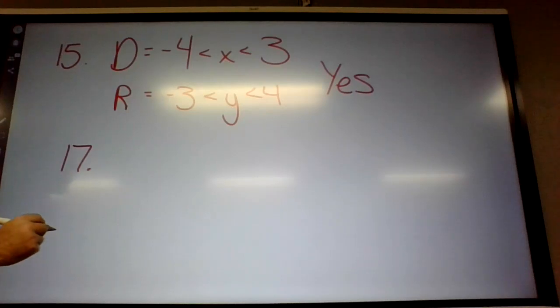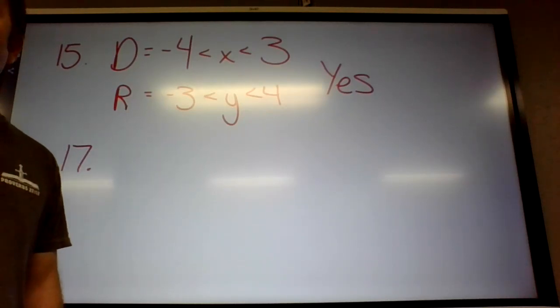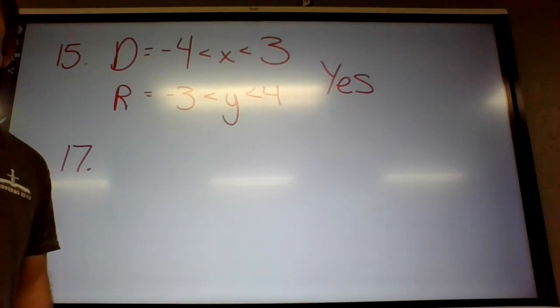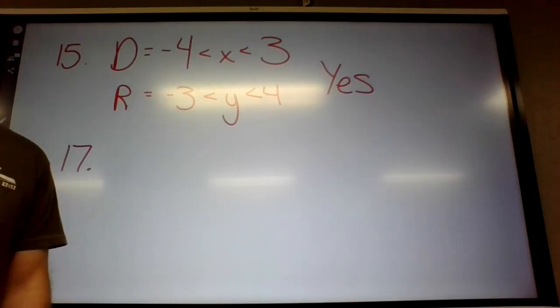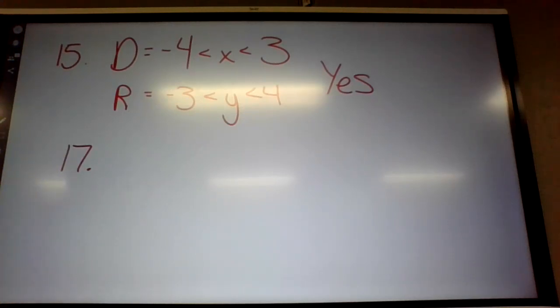I thought you said we were doing 16 together. No, I said we weren't doing 16 together. On 16, with the less thans, is that right? Yes, because on 16, it actually does reach those points. So 16, you should have less than or equal to symbols.